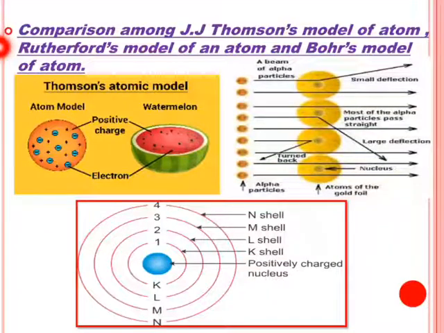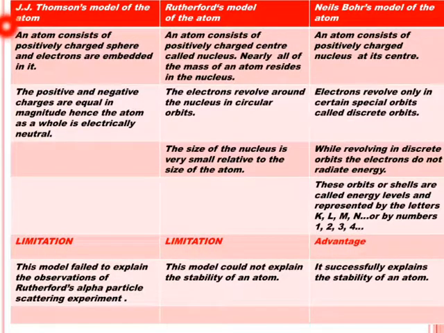Now students, let us see the comparison among J.J. Thomson's model of an atom, Rutherford's model of an atom and Bohr's model of an atom. J.J. Thomson's model of an atom consists of positively charged sphere and negatively charged electrons are embedded in it. The positive and negative charges are equal in magnitude, hence the atom as a whole is electrically neutral. The limitation of this model was that this model failed to explain the observations of Rutherford's alpha particle scattering experiment.